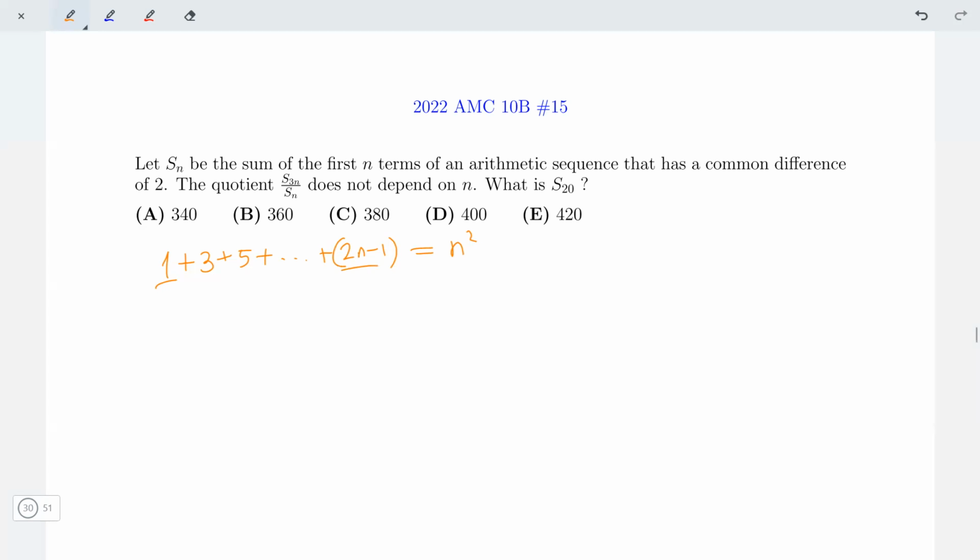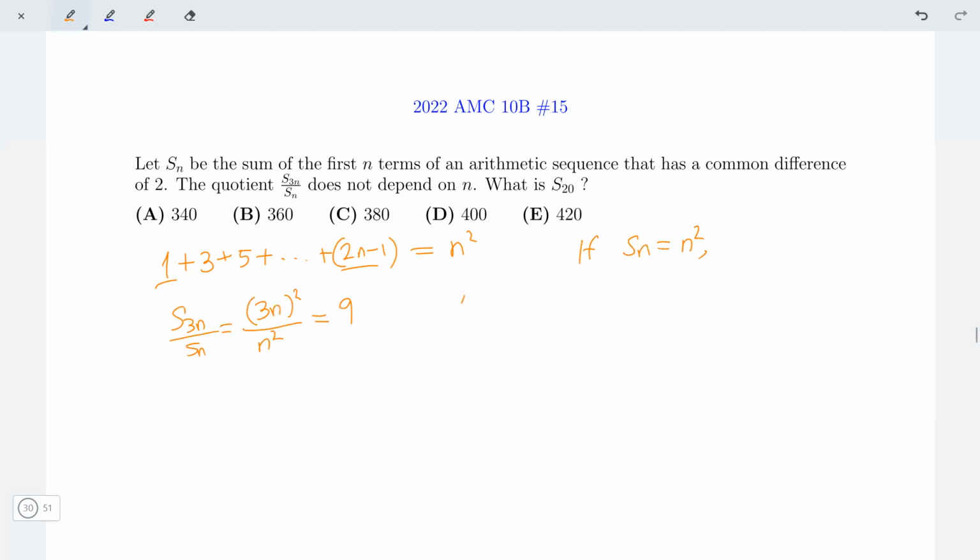Now, if Sn were n squared, let's see what happens. Then S3n over Sn would be 3n squared over n squared, which is 9. And great news, that doesn't depend on n.